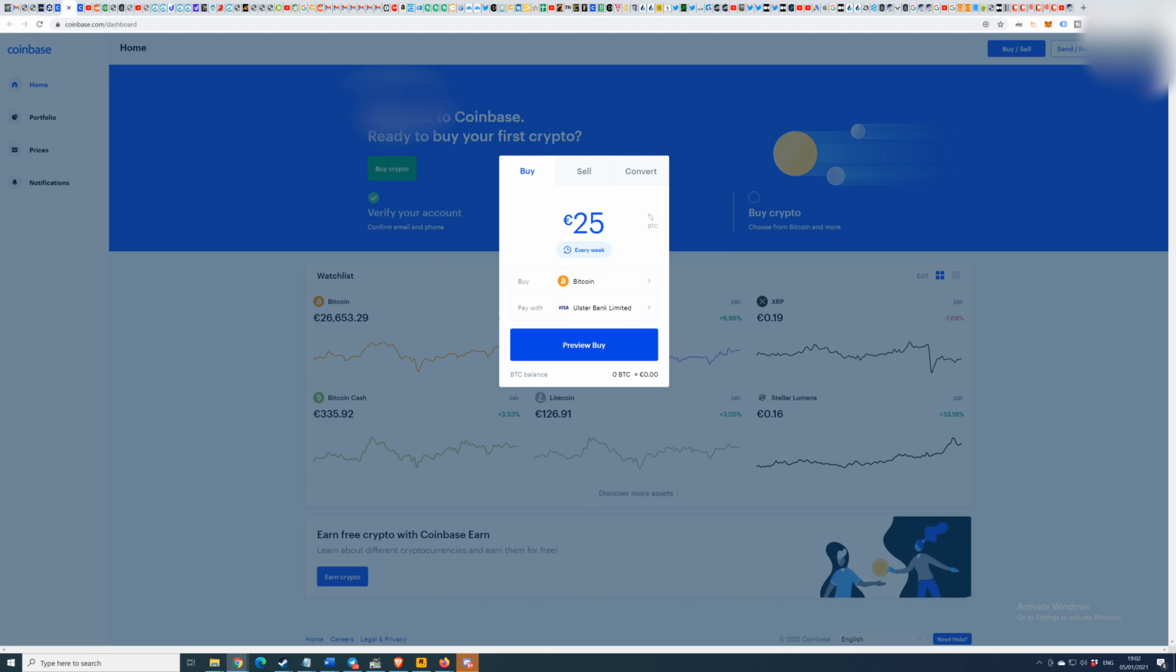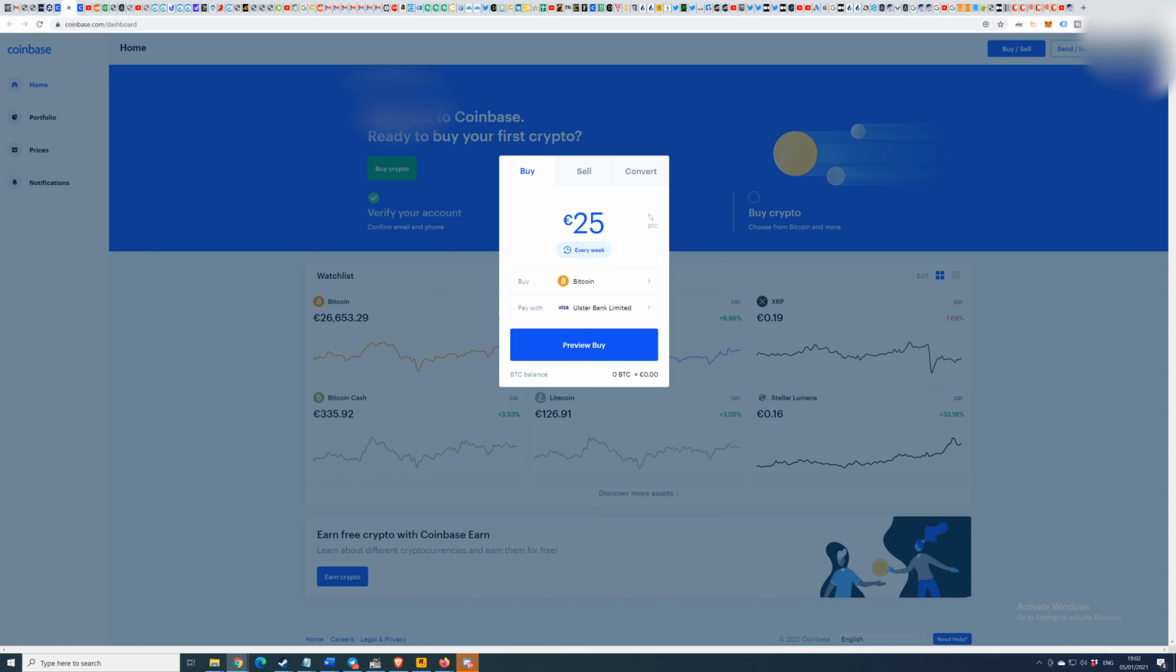But obviously I'm not going to do that because I'm already heavily invested in Bitcoin. Well, heavily, I suppose that's a relative term, but I'm fully invested as much as I want to be right now. Then you hit preview buy, and we probably have to click a few more options after that, but this is how you do it.